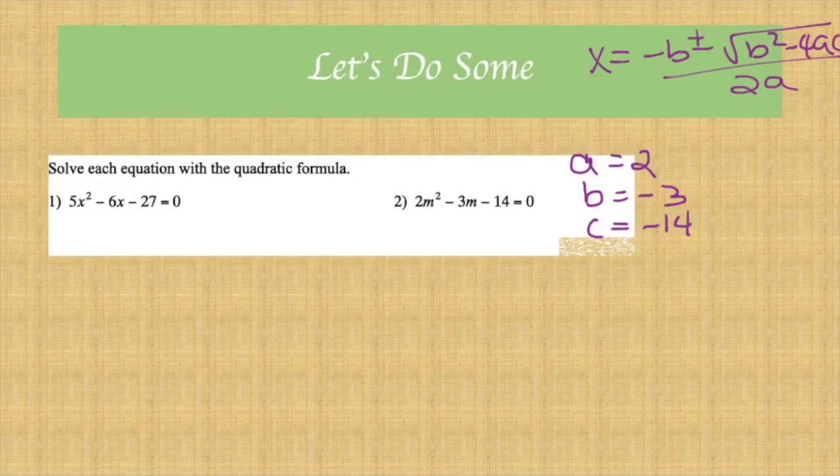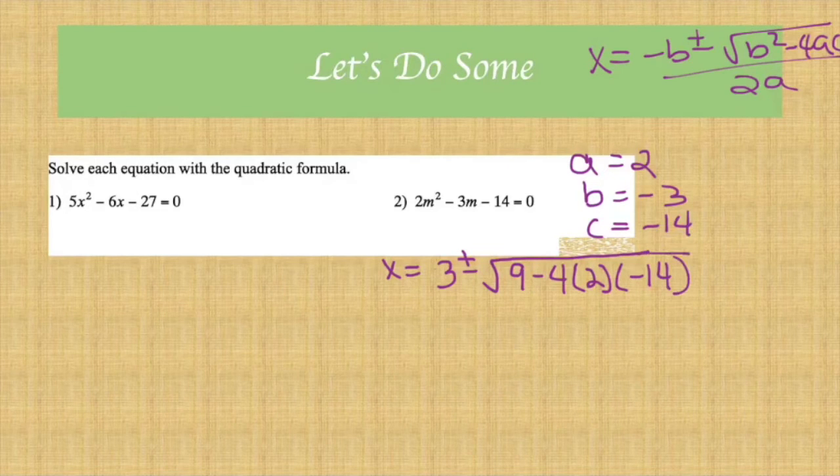So we're going to have x equals negative b. The b is already negative, so we're going to have a positive 3 plus or minus the square root of b squared. Remember, I told you to square it out. Don't write it out squared. Write what it is squared. So that's 9 minus 4, that's in the formula, times a, which is 2, and c is negative 14, all over 2 times a. A is 2, so we have 2 times 2.